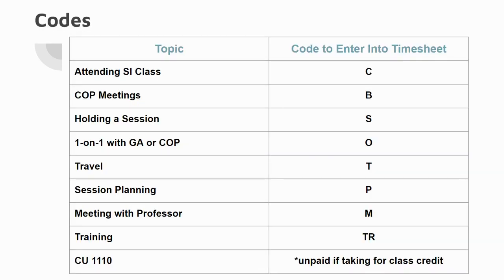So for your codes, if you're attending class, it's C for class. COP meeting is B for the best time of your life. Holding a session is S for session. One-on-one is O for one. Travel is T. Session planning is P for planning. Meeting with professor is M for meeting. Training is TR. And most people should be taking CU 1110 for class credit, so you will be unpaid for this.